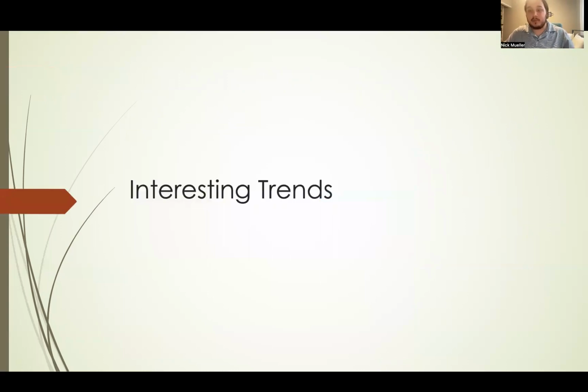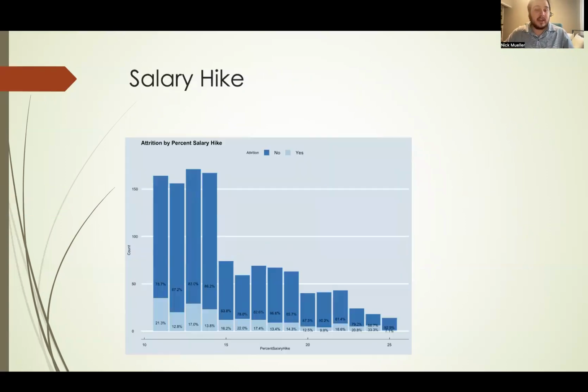Interesting trends we found along the way: salary hike. You definitely see from this histogram that right skewness, that people whose salary hike isn't what they expected seem to end up leaving, whereas the more you boost that salary, the lower the attrition rate goes.